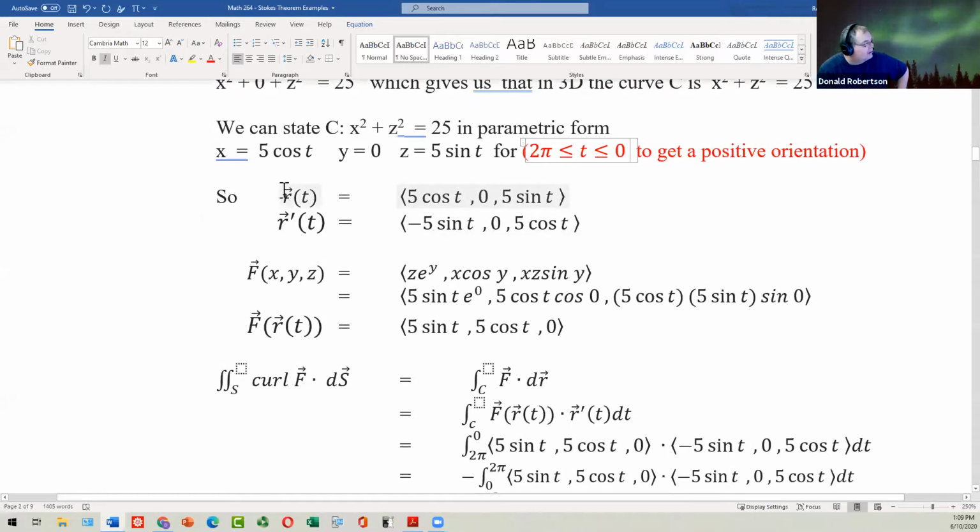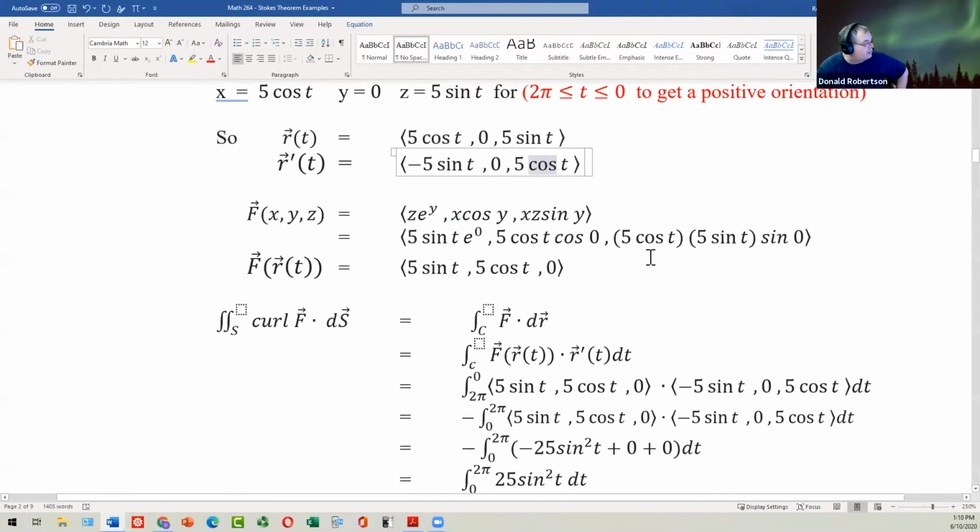So back to our problem. We have a line integral. What does the curve look like? In parametric form, it looks like that. What does the vector field look like? It's got this equation, but every x is going to be turned into 5 cosines, every y is going to be turned into 0, and every z is going to be turned into this. So the function f in parametric form uses t. Since this is my r of t, the derivative of it is this, 0, this. So that's where that comes from.